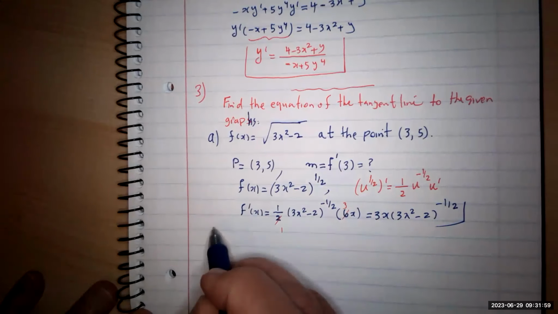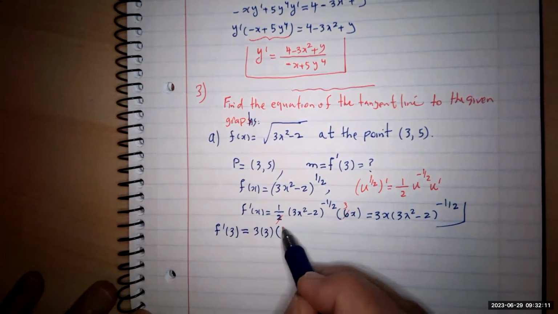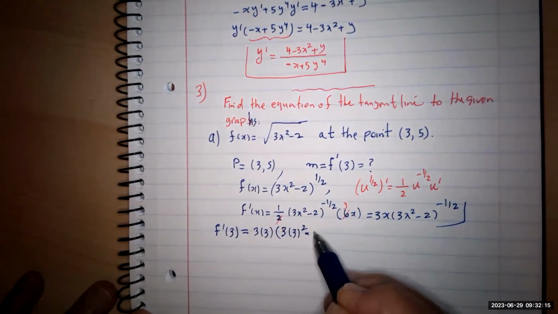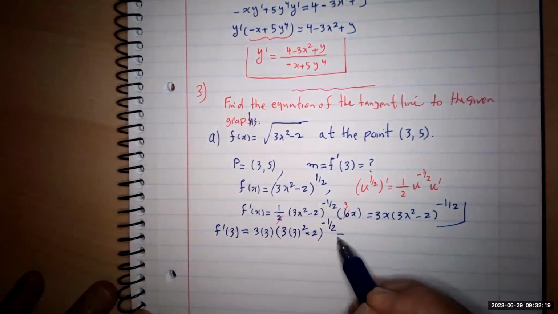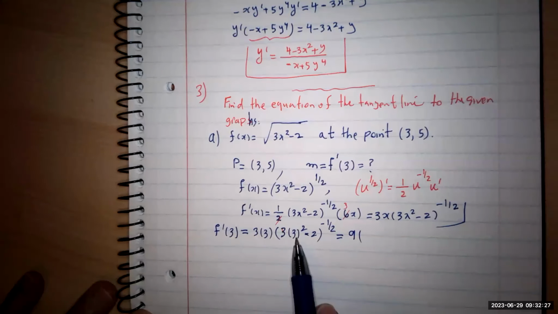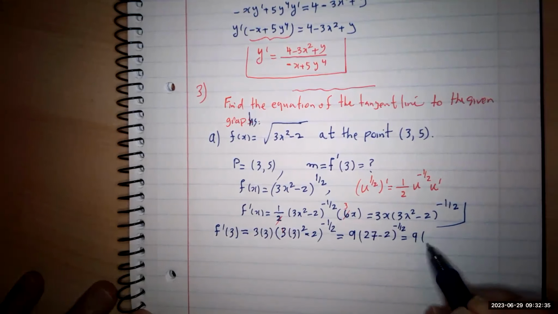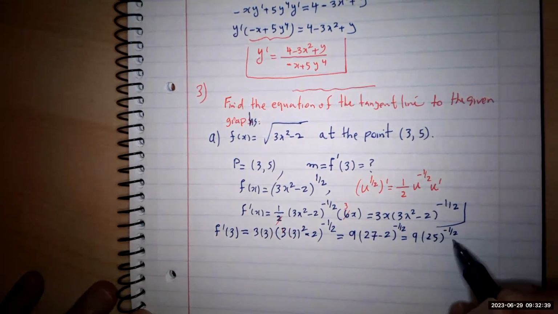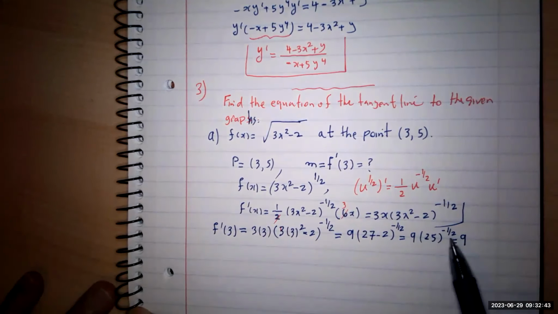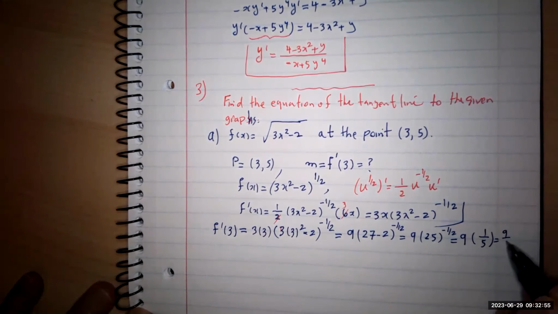So substitute carefully. f prime of 3 equals 3 times 3, times, inside the parentheses, 3 times 3 squared minus 2, then everything to the negative 1/2. Simplify. 3 times 3 outside would be 9. Inside, 3 squared is 9, times 3 is 27, and 27 minus 2 would be 25, to the negative 1/2. So it's 9 times 25 to the 1/2, which is the radical of 25, which is 5. But you have a negative power here, so make it 1/5. So the answer would be 9/5.